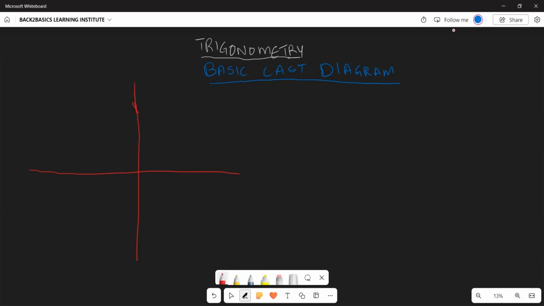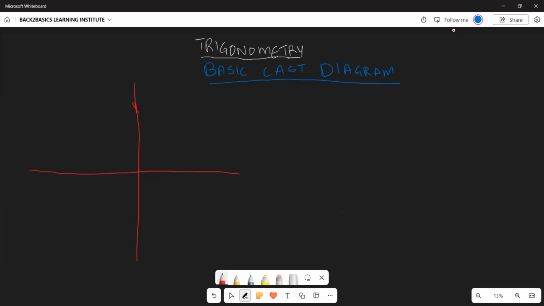All right. So now what I want us to look at is basically the basic CAST diagram, right? Firstly, I know some of you are wondering what this CAST diagram is. It basically helps us to understand or to remember the signs in which some of the trig functions or ratios are positive within a certain quadrant, right?